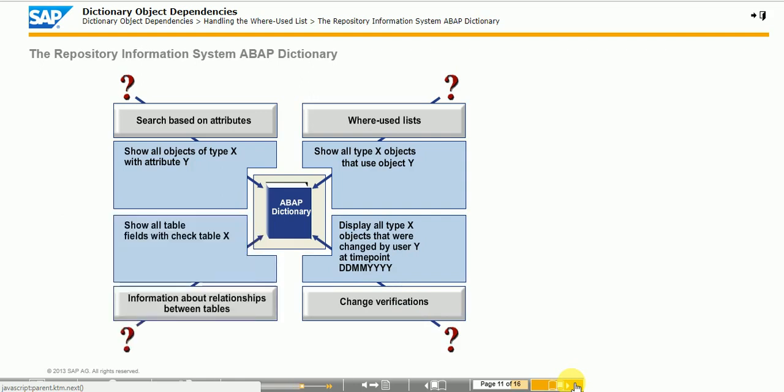The object lists created by the repository information system are fully integrated in the ABAP workbench. The object lists allow you to navigate directly to the maintenance transactions for the objects found.